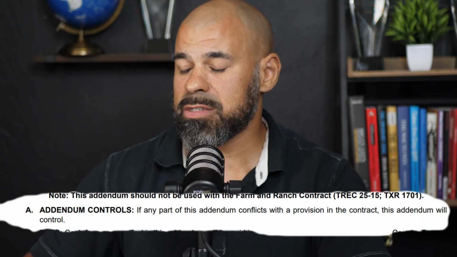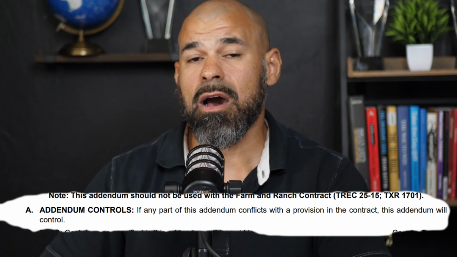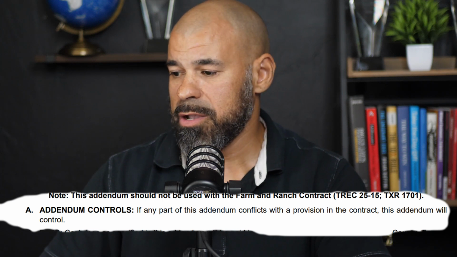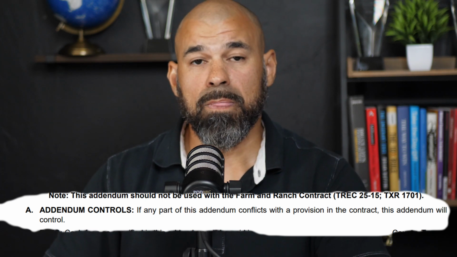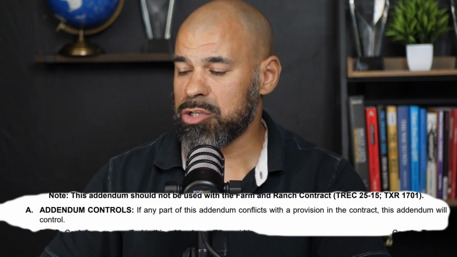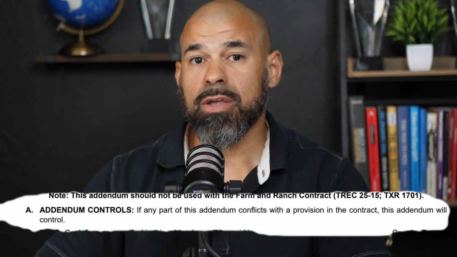So let's dig right into paragraph A. Paragraph A is titled Addendum Controls. What that means is if any part of this addendum is in conflict with a provision in the purchase contract, this addendum will control, meaning that this addendum supersedes anything found in the purchase contract. And remember, this is an addendum to the real estate purchase contract.